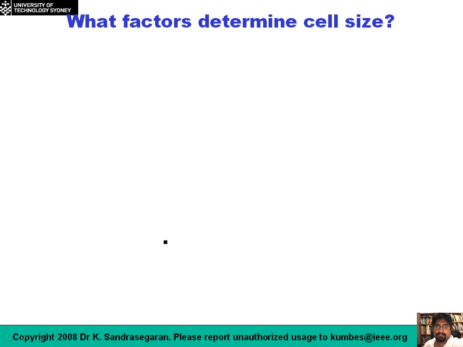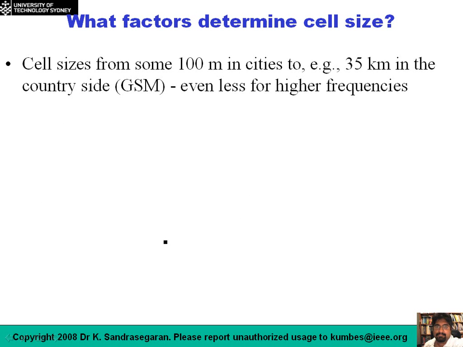So what factors determine the size of a cell? Well, cell sizes can vary from small cells of about 100 meters in cities, inside buildings, inside airports. You will have very small cells inside shopping centers where there's a large capacity. Whereas as you go out to the countryside, you might have cells that are much larger, up to a maximum of about 35 kilometers in the case of GSM.